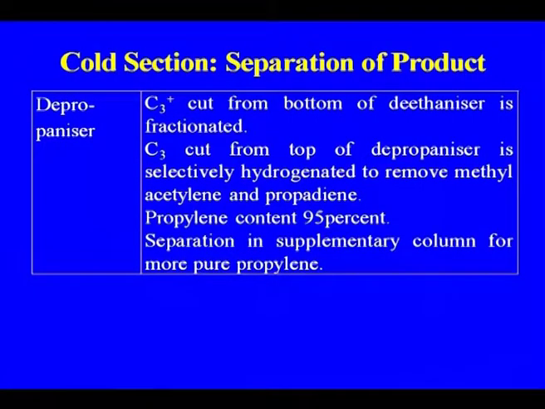Propylene contains 95%, so there is separation in a supplementary column for more pure propylene. After the hydrogenation, that stream again goes to another column where the separation of the pure propylene takes place, and the bottom unreacted propane is recycled. That is from the main propanizer column. The depropanizer bottom and the first column will go for the separation of the C4 gases.